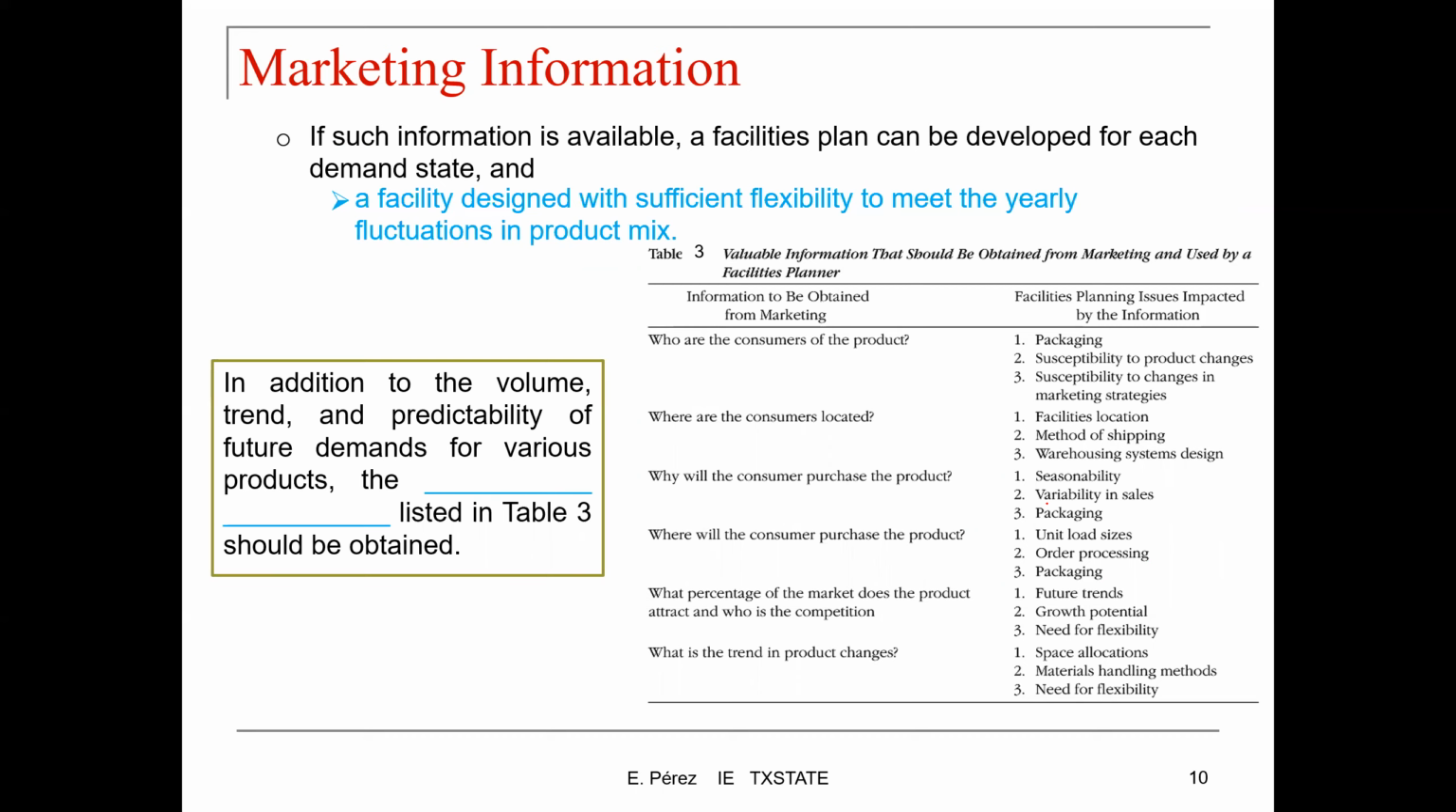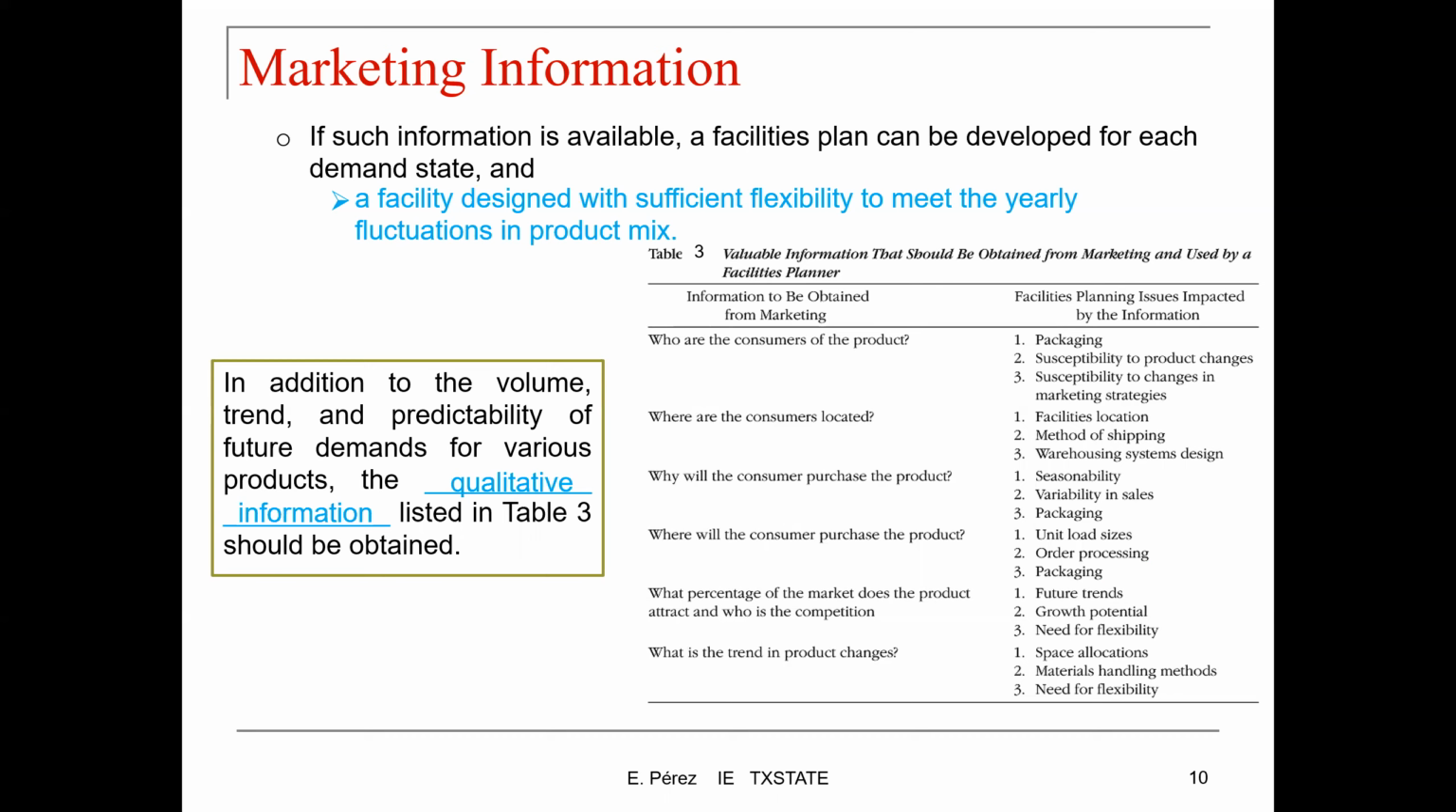In addition to the volume trend and predictability of future demands for various products, the qualitative information listed in Table 3 should be obtained. Table 3 lists the valuable information that should be obtained from marketing and used by a facilities planner. Some information or questions: who are the customers of the product? And then in terms of the facilities planning issues impacted by the information include the packaging, the susceptibility to product changes, and also to changes in the marketing strategies.